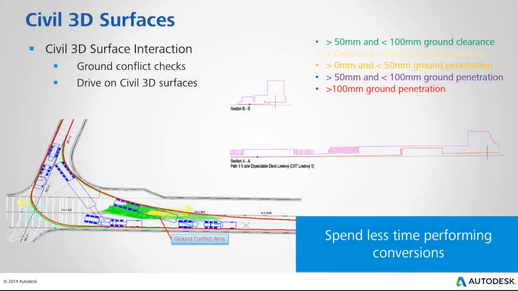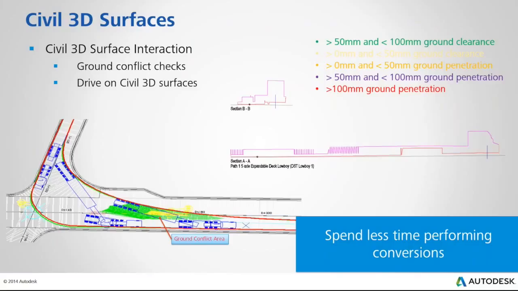Vehicle tracking also has the unique ability to interact with native Civil 3D objects directly, including surfaces and alignments. So in other words, none of our time is wasted performing conversions every time we want to run a 3D analysis. Instead, we just focus on the design itself.